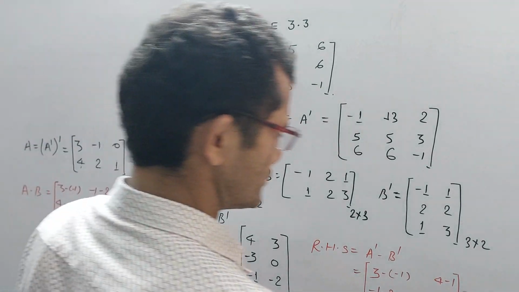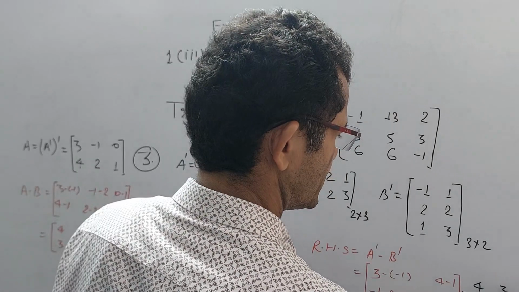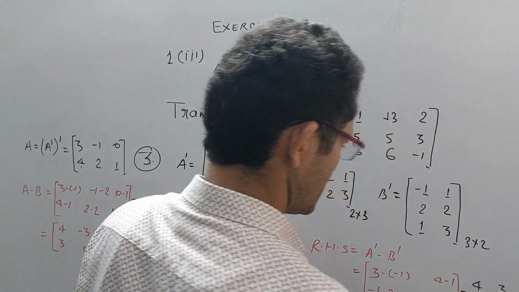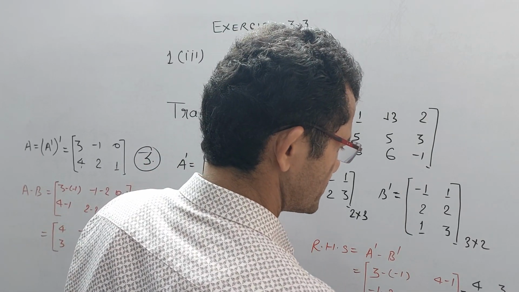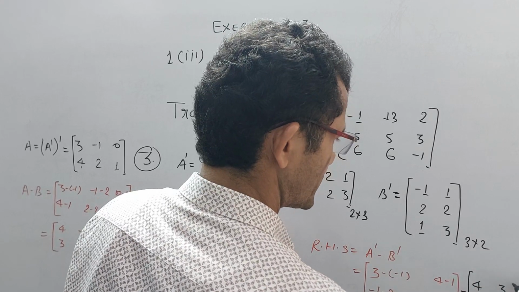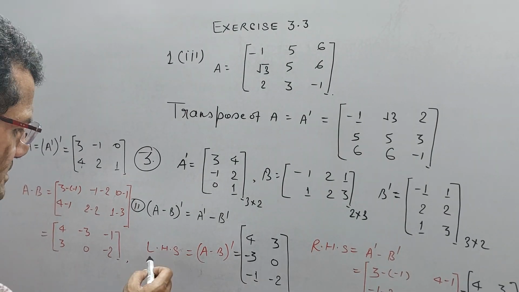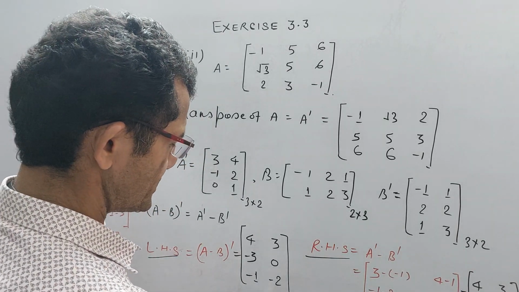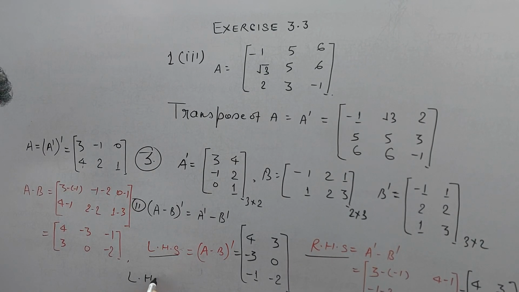Now if I calculate this value, 3 plus 1 is 4, and 4 minus 1 is 3, and minus 1 minus 2 is minus 3, 2 minus 2 is 0, 0 minus 1 is minus 1, 1 minus 3 is minus 2. Now this is the right hand side, and this is the left hand side. You see that these two values come out the same. So we have just proved left hand side is equal to right hand side.